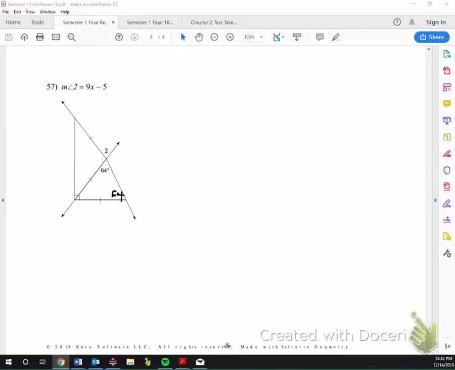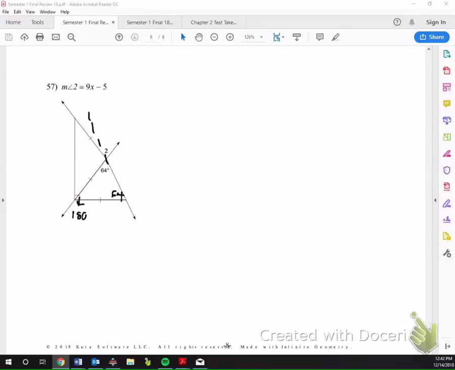To be a vertical angle, this side right here would have to be an extension of this line right here. If it's not, you can see that it angles a little bit to the left. Anyway, we know one base angle is 64. The other base angle is 64.